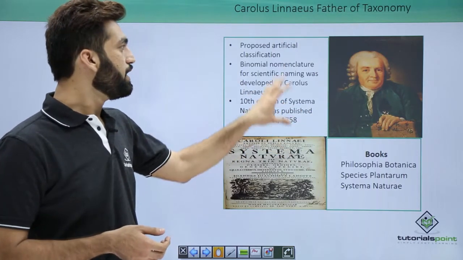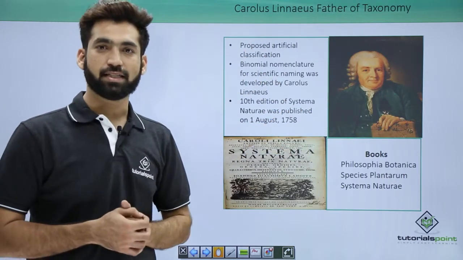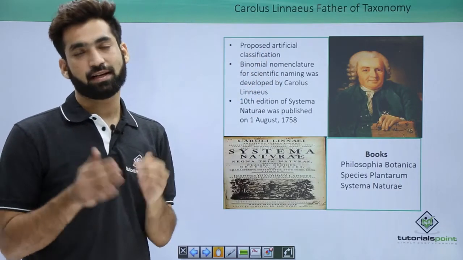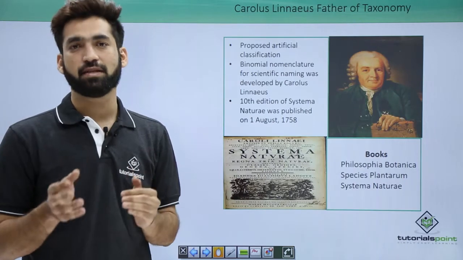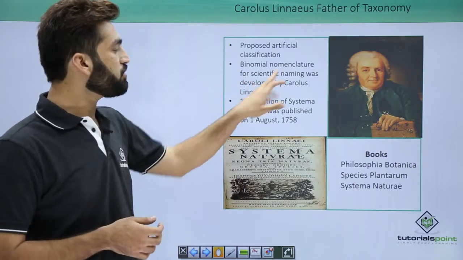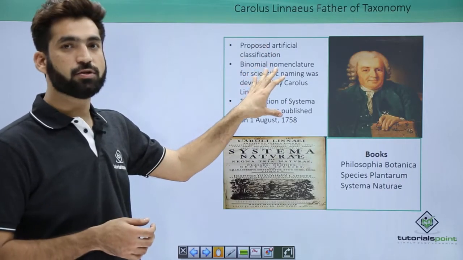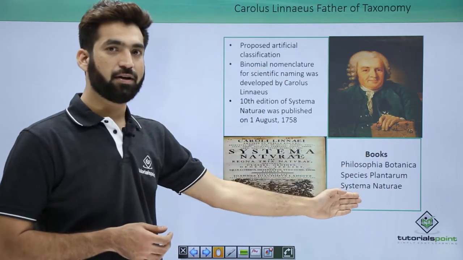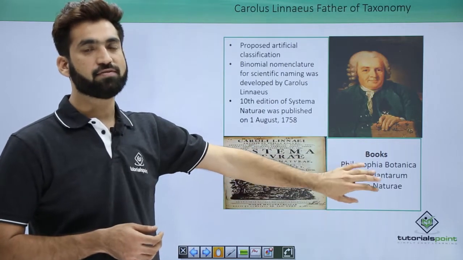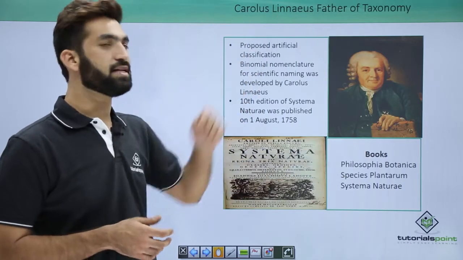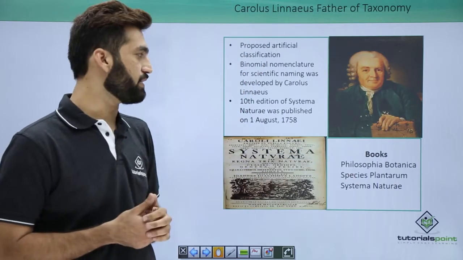Carolus Linnaeus also gave artificial classification. This artificial classification is the classification of organisms based upon one or a few morphological characters. He also gave binomial nomenclature, and there are some books of Carolus Linnaeus. Sometimes the exams will ask which scientist wrote a particular famous book. Your answer would be Carolus Linnaeus if any of these 3 books are asked.